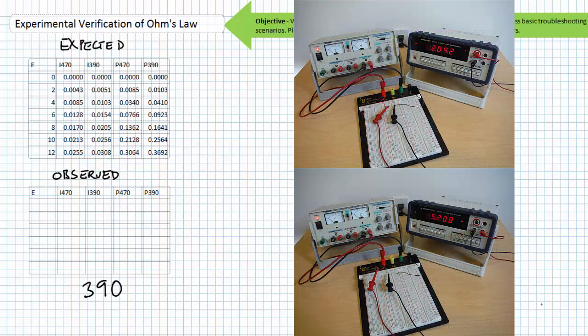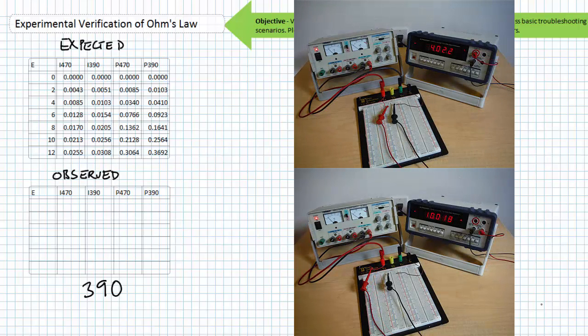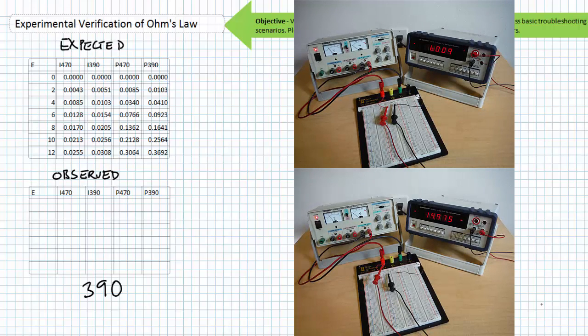At close to 2.092 volts, we're observing roughly 5.208 milliamperes of current. Compared to our expected value, we're off to a good start. At close to 4.022 volts, we're observing roughly 10.018 milliamperes of current. Looking good. At close to 6.099 volts, we're observing roughly 14.975 milliamperes of current.